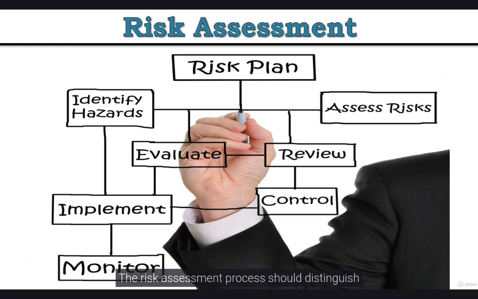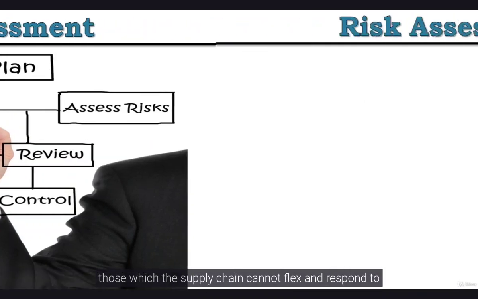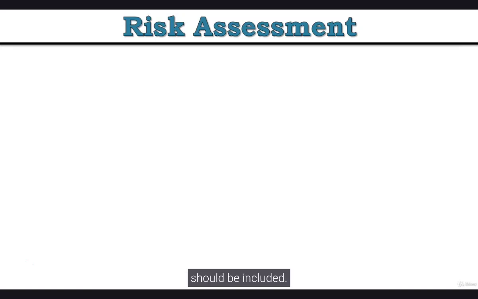The risk assessment process should distinguish between risks that should be included in the risk management process and those that should not. Normal variations in product demand and quality that are maintained within acceptable limits do not represent risks that should be included in the risk management process. Characteristics that can cause abnormal variations, that is, those which the supply chain cannot flex and respond to, should be included.